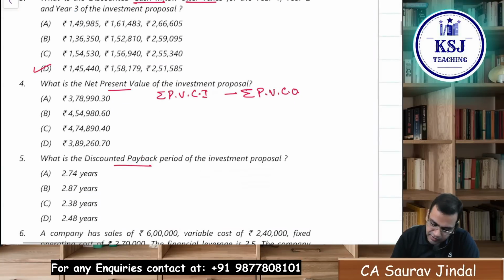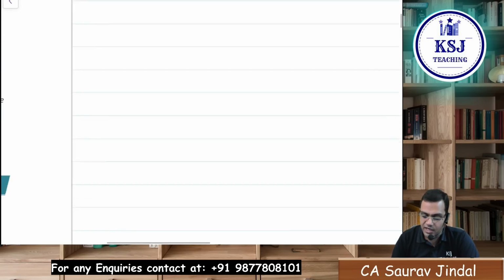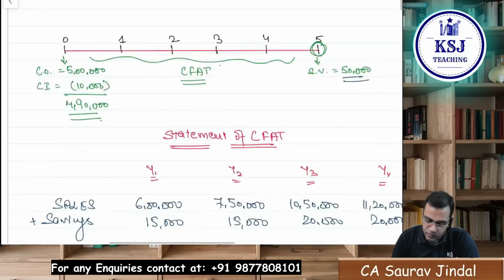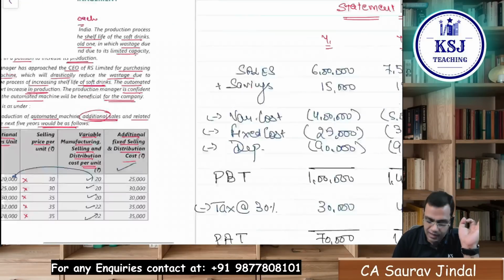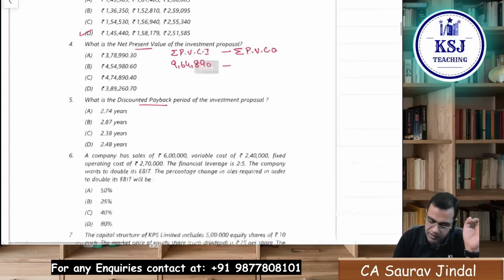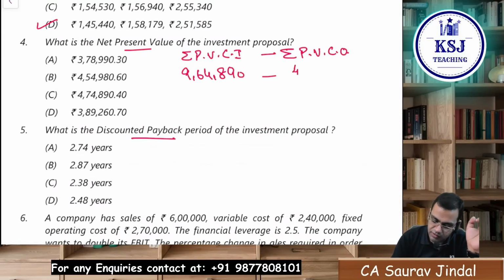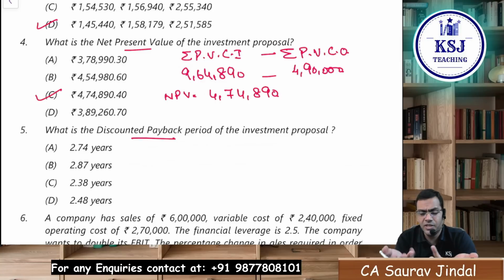So this is your sum of present value of cash inflows, 9,64,890. Now, what is the present value of cash outflows? The net cash outflow at 0 period is 4,90,000. At 0 period, there are no other cash outflows. So what will be the NPV, sir? NPV will be 4,74,890. Option C. Because I have rounded off, I'm not getting the decimals, but I got the correct answer, sir.